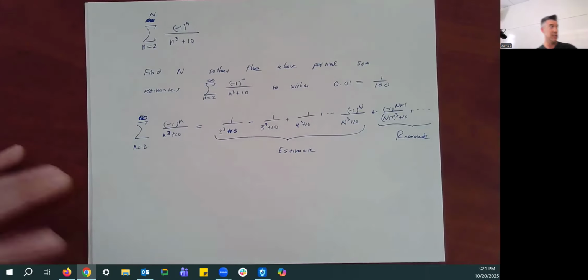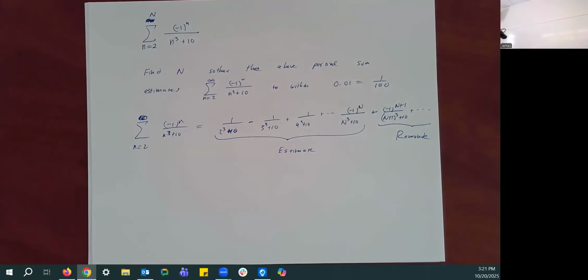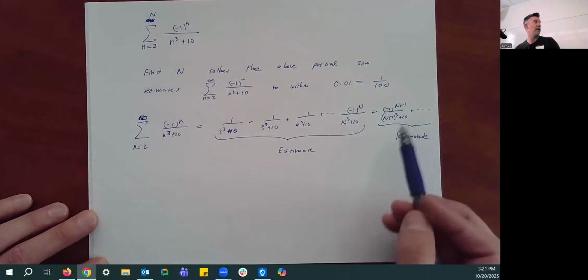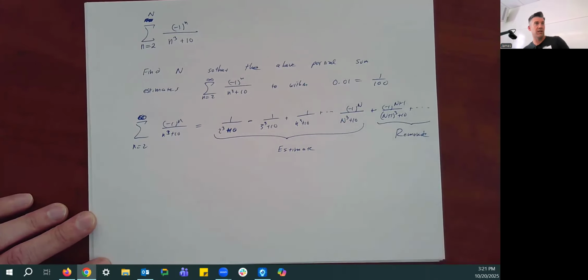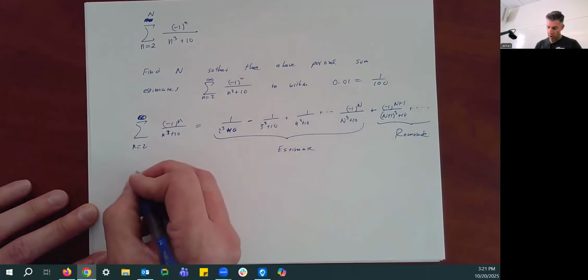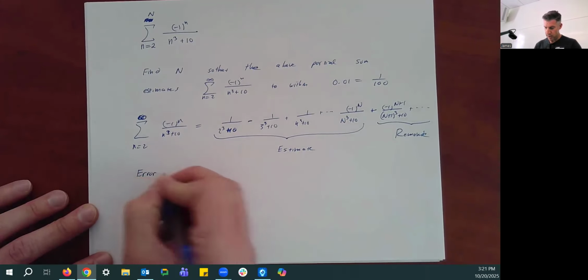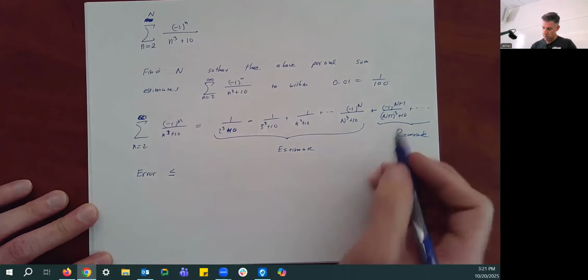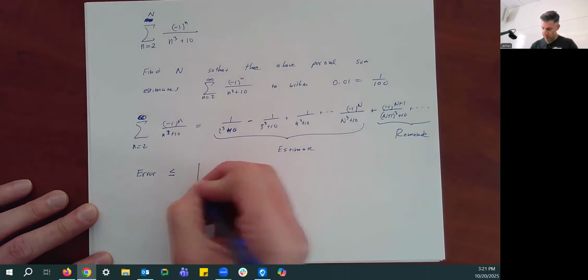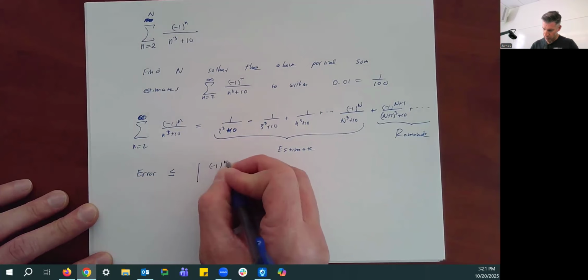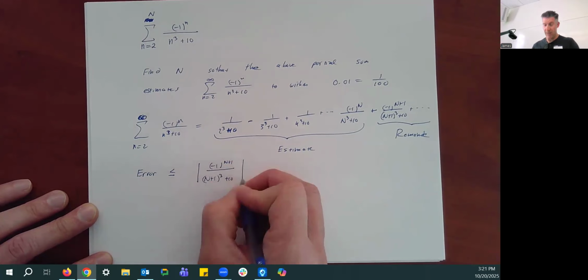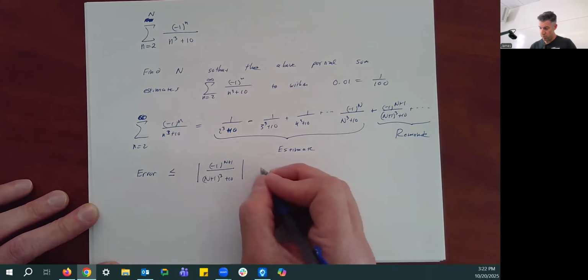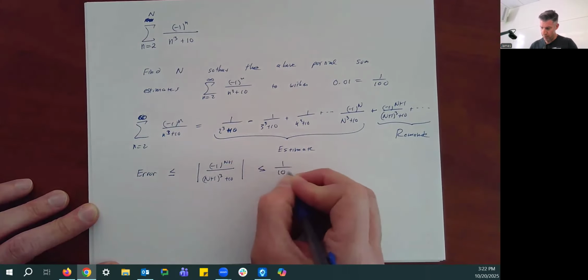And we know that since it's alternating, which is always what we hope for because it's so much easier when it's alternating, the remainder is bounded by the first term of this remainder series. So we know that our error is less than or equal to the absolute value of -1 to the n plus 1 over n plus 1 cubed plus 10. And then we want that to be less than or equal to 1 over 100.